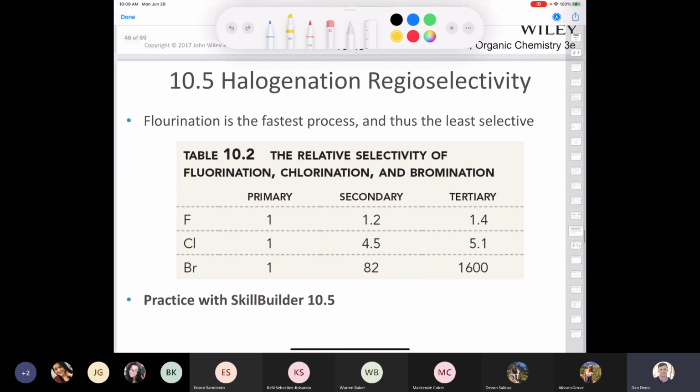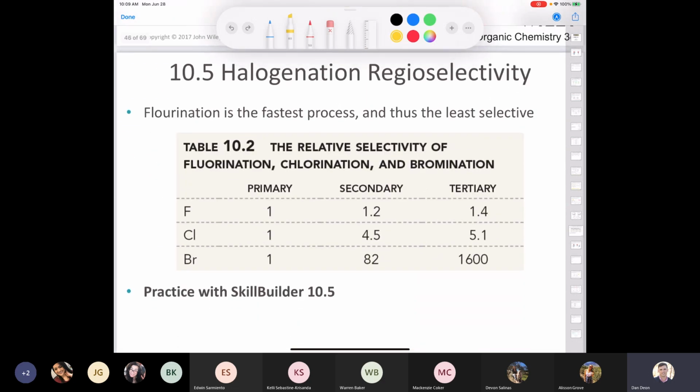So if we look at the regioselectivity for fluorination versus chlorination versus bromination, and you're like, Mr. Dion, I thought you said fluorination was useless. It is, okay? It's so fast that it's useless, but this table is just a comparison. If you look at the discrimination in fluorination, since that first step is so exothermic, there's hardly any discrimination at all. It's almost 1 to 1 to 1. There's a little bit in favor of tertiary, but not much. Chlorination is a little bit better, but bromination is really useful because it's so selective.